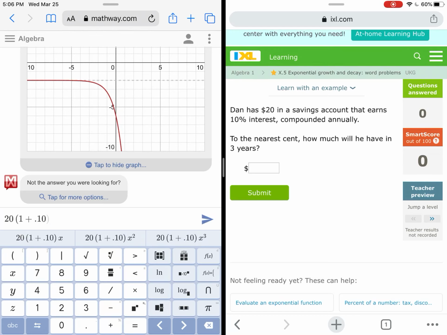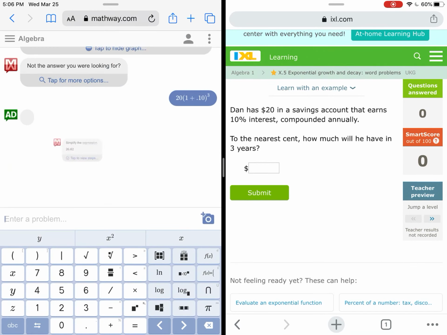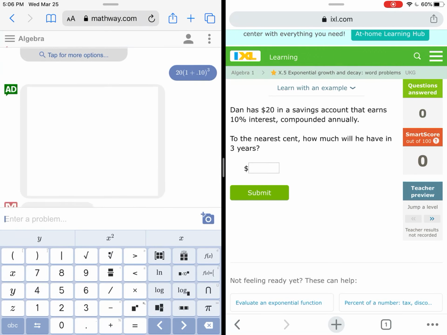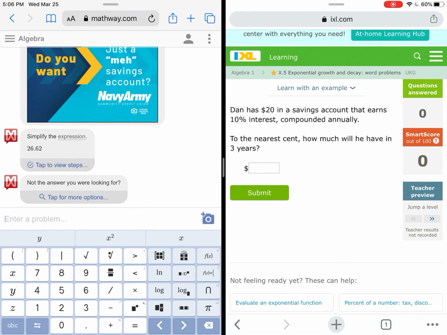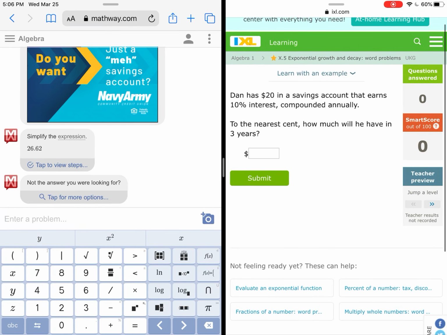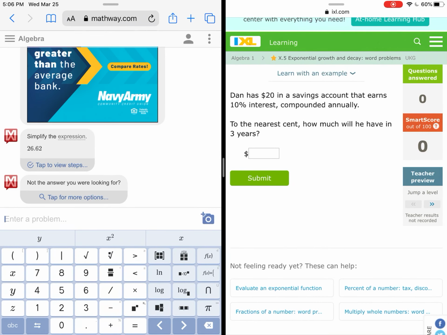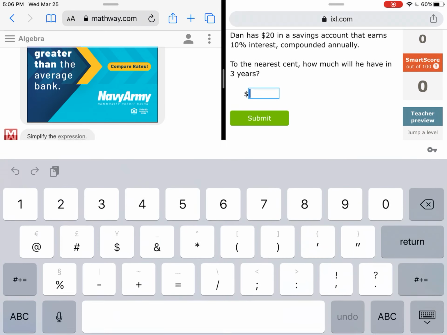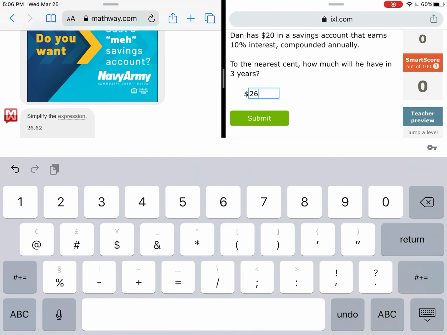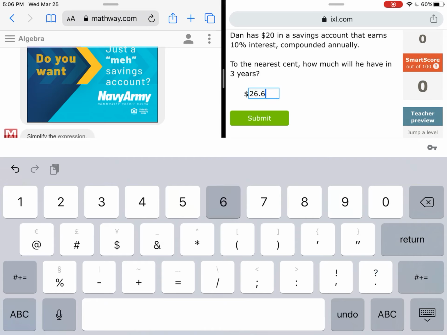And then what they're asking you is, how much will he have in 3 years to the nearest cent? So a cent meaning in terms of money in pennies. So here my exponent, that is my time, will be 3 years. Hit enter, and it tells me my answer there. So that means that after he's saved his money in the bank for 3 years at that interest, he will have a total of $26.62.